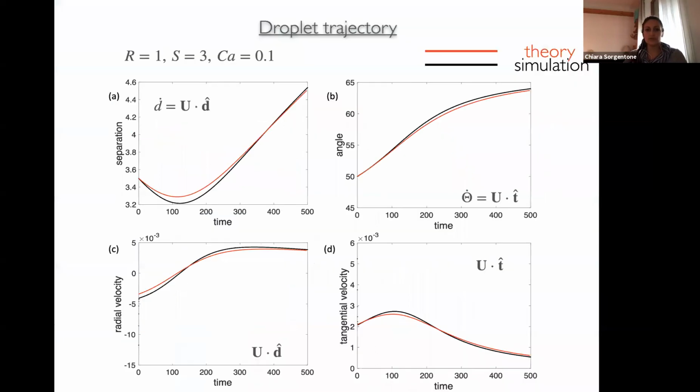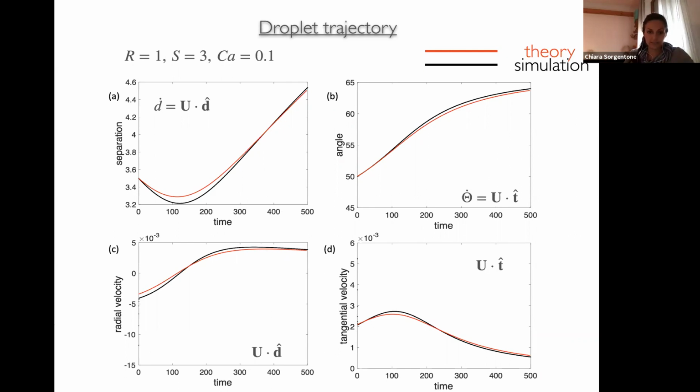After this, we moved to more general cases where the drops are not aligned with the field anymore. We started by comparing the droplet trajectory between the theory and the simulation. At the beginning, the drops were placed at an angle of 50 and a distance of 3.5. As you can see, the distance is decreasing, which means that the droplets are attracting each other. At some point the radial velocity changes sign: it was negative at the beginning, then it becomes positive, and the drops start to repel each other.